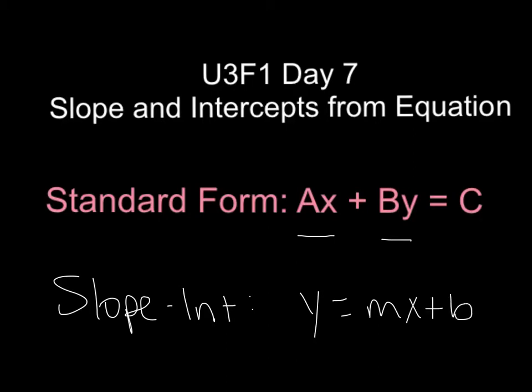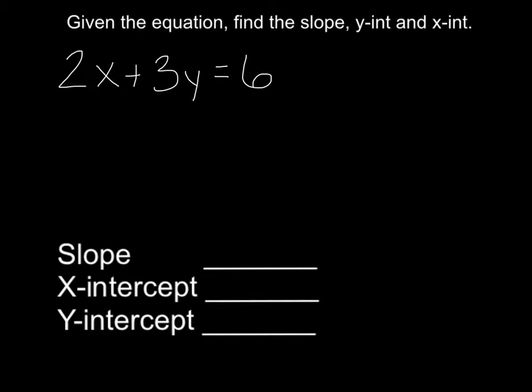So far we've learned two forms. One of them where y is by itself, one of them where x and y are on the same side. Okay, given the equation, find the slope, the y-intercept, and the x-intercept. Well, we already know how to find the x-intercept and y-intercept, but we did it all day yesterday.